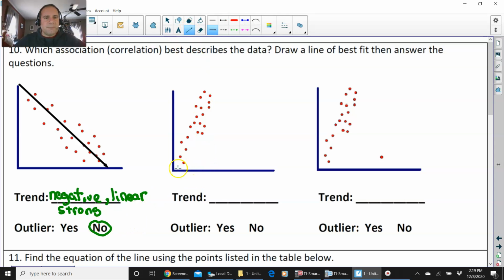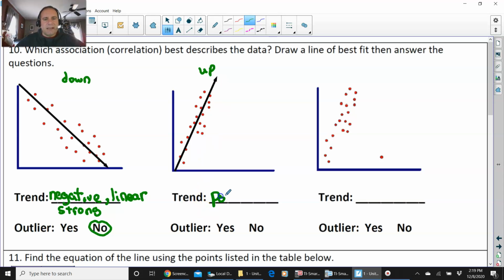So here is my trend line for this scatter plot, going through the center of all of the points as best as I could. So that is going up from left to right. This one was going down. That's why I said it was a negative trend. This one's going up from left to right. That's why I'm going to say it's positive. And this is also linear. And this is definitely strong.